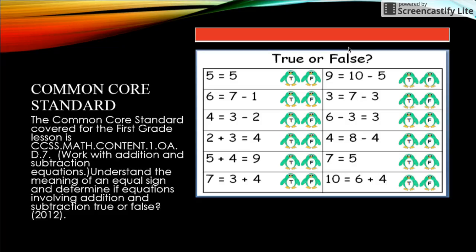Common Core Standard. The Common Core Standard covered in the first grade lesson is CCSS Math Content 1.OA.D.7, which is to work with addition and subtraction equations. Understand the meaning of the equal sign and determine if equations involving addition and subtraction are true or false.